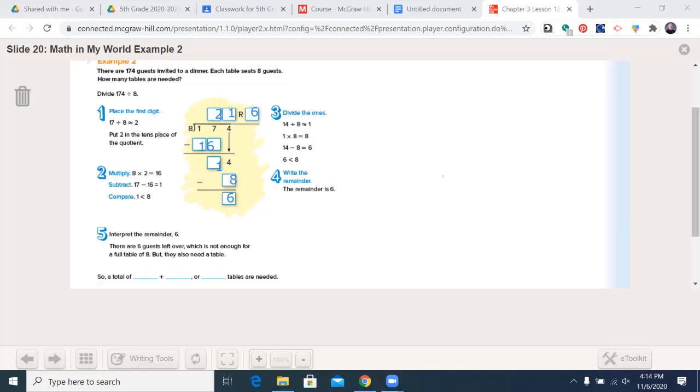I would need 21 tables originally, but what are you going to do with those extra 6 people? Are you going to make them stand? Of course not. You're going to get another table for them. So we would end up needing 22 tables. If you've noticed, this is no different than what we did yesterday.